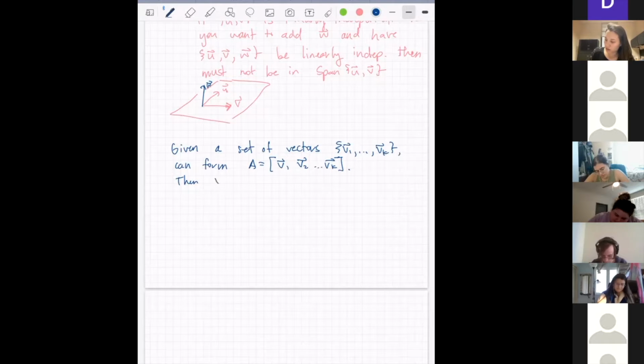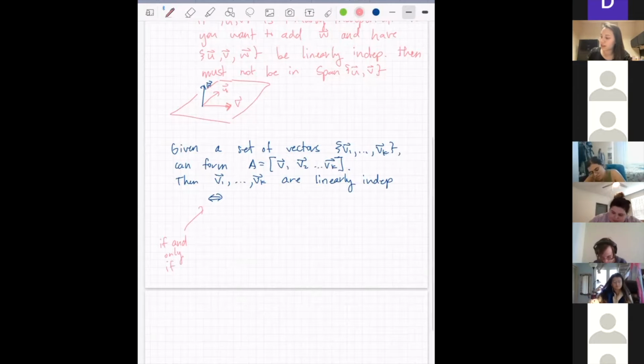So I guess I'll write it this way. These vectors are linearly independent. I'm going to use this notation, I don't know if I've talked about this before, but this double-sided arrow is shorthand for if and only if.